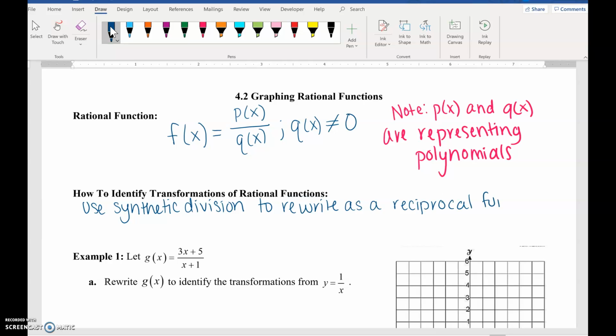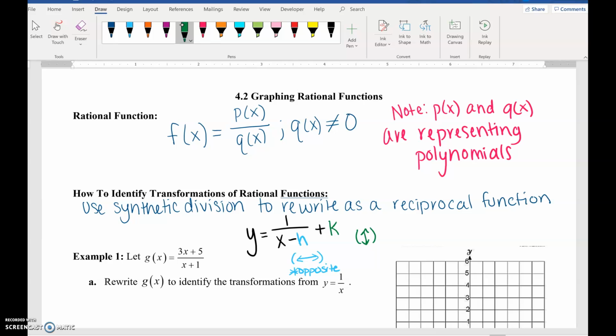Okay, so now we're going to take our rational functions that we get today and we're going to rewrite them as reciprocal functions. So just a reminder that a reciprocal function with the transformations looks like this, where h is our horizontal, so that moves it left or right, and it's opposite of what we see. And then our k value, which tells us the vertical translation, so up or down.